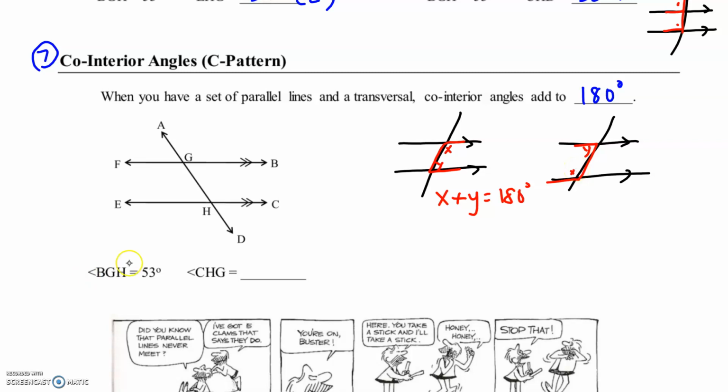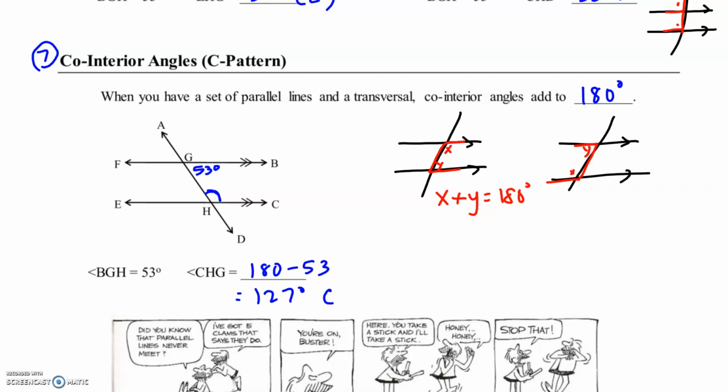In the example, we're still sticking with BGH is 53 degrees. They want us to find CHG, so that's this angle in here. So I know these 2 angles add up to 180, so to find CHG, I'm going to take 180, subtract 53, and I end up getting 127 degrees, and that is by C pattern.